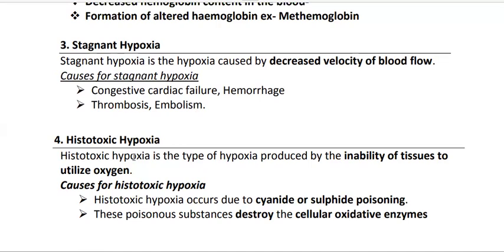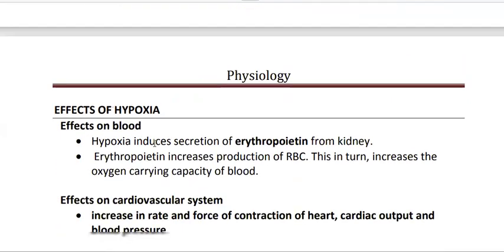Histotoxic hypoxia. Histotoxic hypoxia is a type of hypoxia produced by the inability of tissues to utilize oxygen. Causes for histotoxic hypoxia: cyanide or sulfide poisoning. These poisonous substances destroy the cellular oxidative enzymes.